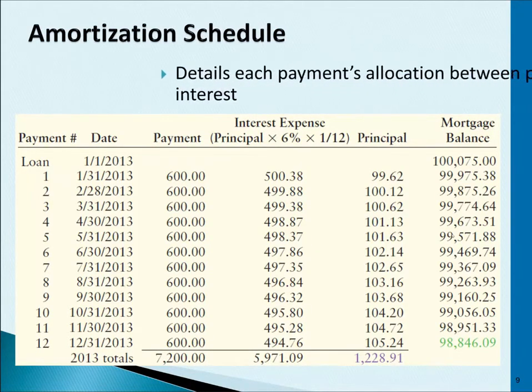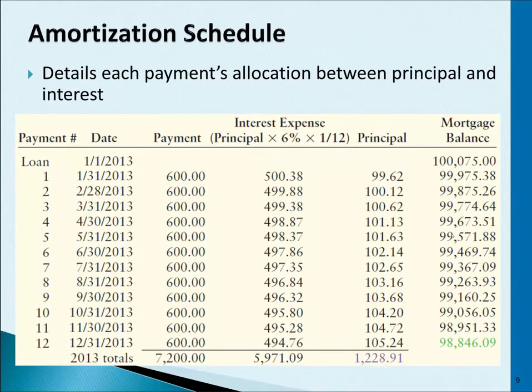Here is our amortization schedule. An amortization schedule details each loan payment's allocation between principal, here's the principal, and interest. Notice that it shows each payment, the interest expense, the amount of principal being paid off each payment, and then the mortgage balance after the payment. We only have space to show 12 payments, but in reality, it would be for all the payments. At first, the amortization schedule may look intimidating, but the calculations are actually pretty simple.